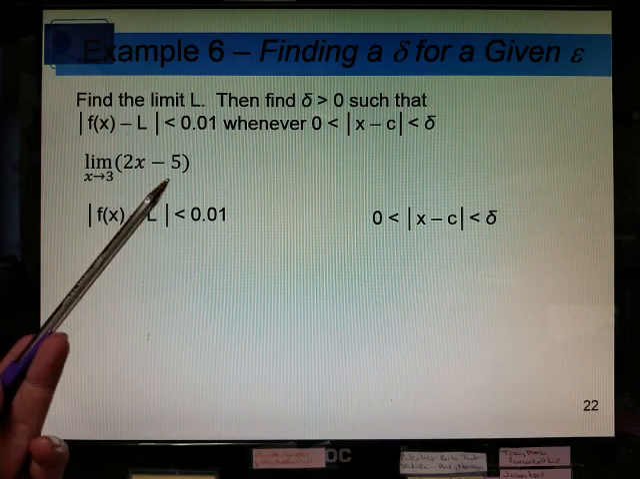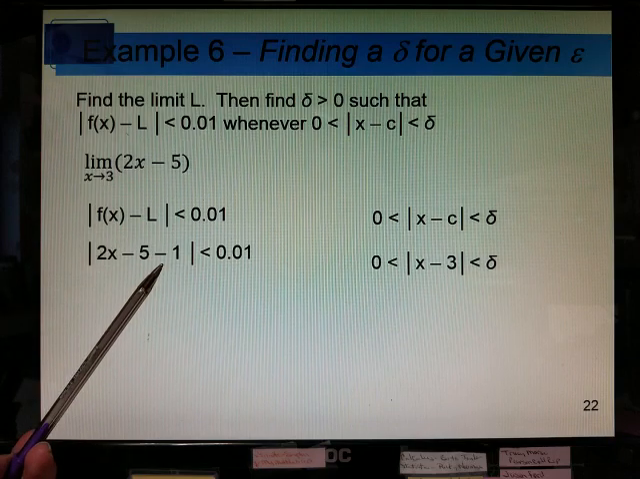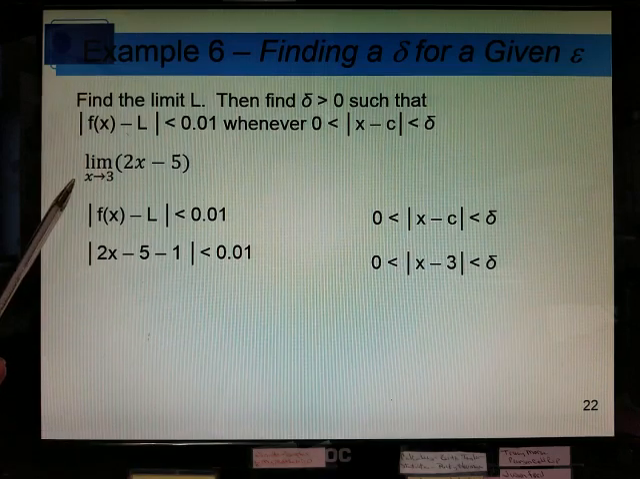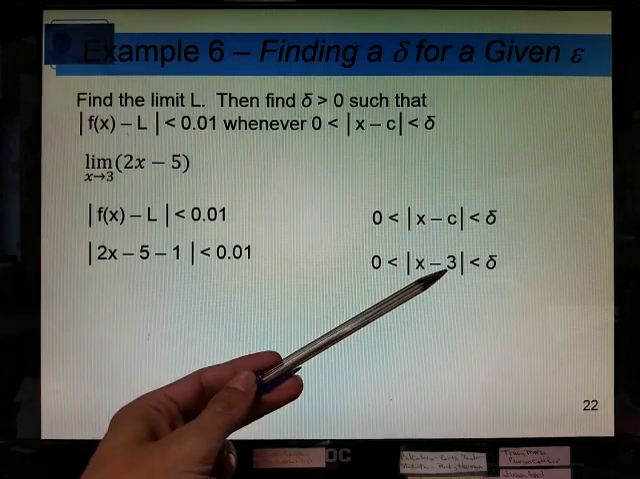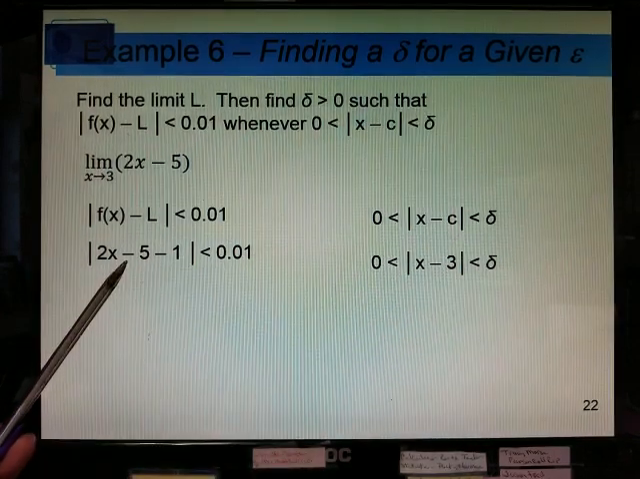f of x, that's the 2x minus 5. L, that was the 1. c, that's this number right here, the limit as x approaches 3. So I'm going to put that c right there. We're going to come back to this one in a minute. We need to work this problem first.